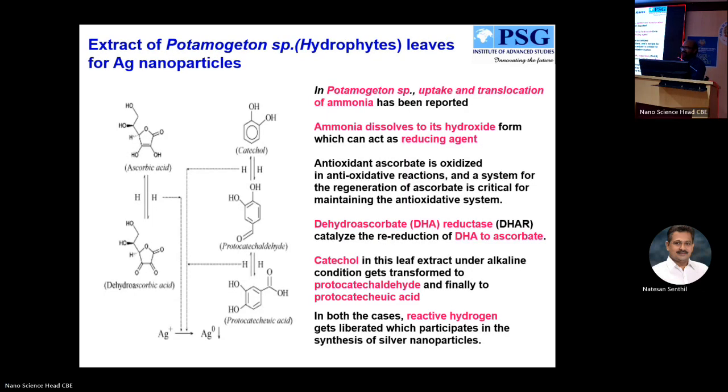Okay, so the ammonia: this plant basically takes up and translocates ammonia. This is a hydrophyte basically, and it dissolves ammonia to its hydroxides, which act as a reducing agent. And this antioxidant ascorbate is very important, and it is involved in the reductase enzyme catalysis. So this also has an impact on the nanoparticle synthesis. I'm just skipping this because we have to study in depth to understand the possible use of such changes in plants towards a metal ion.